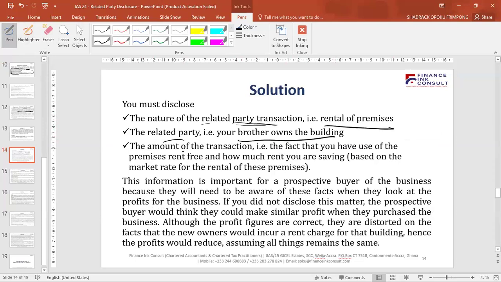The amount of the transaction, and he's saying that the fact that you have used the premises rent free, and how much rent you are saving. So this is something that you need to disclose: that there is a related party, and that's the brother, and there is a related party transaction, that's the rent of the premises. And when it comes to the amount, your brother has given you the place to use for free.